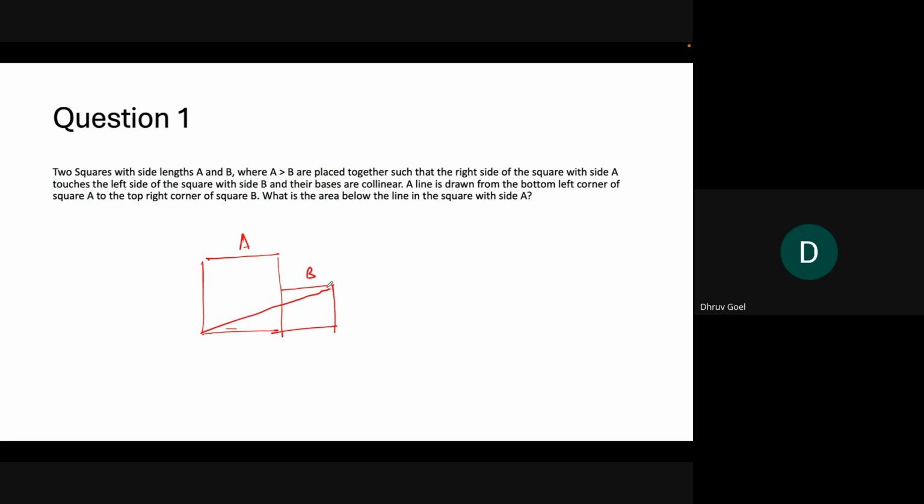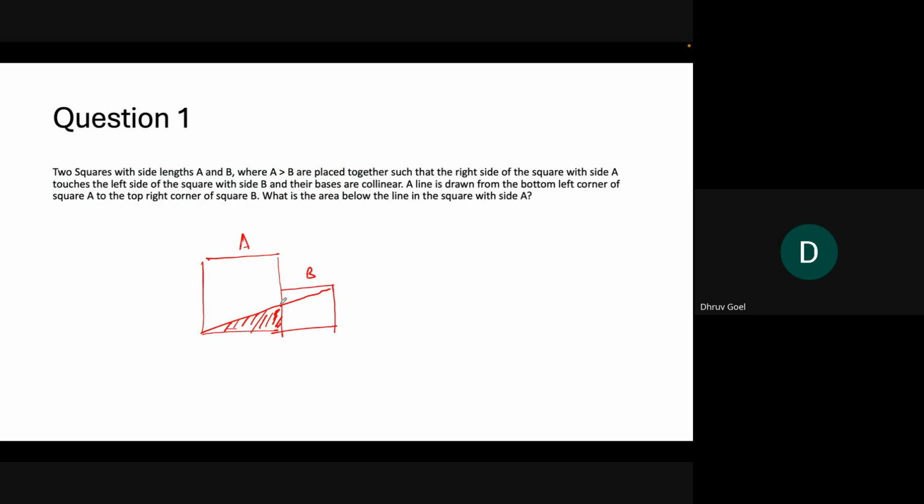What is the area below the line in the square of side A? Now I need to find this particular area. Someone might say, give me this point and I would be able to find the area under this line, because I can easily see a right angle triangle. If I know that point, with the help of coordinate geometry, I would be able to solve this question.